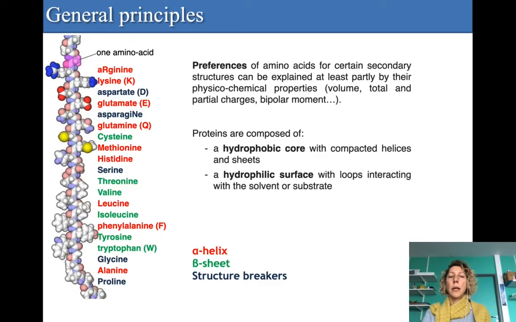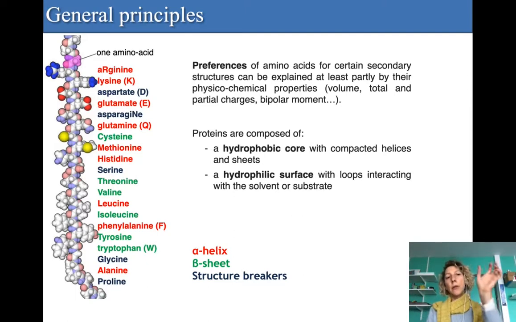So here again, like in the first lecture, you have these 20 natural amino acids that we know. They're along the backbone. You can see the backbone is just this vertical stretch, and you have the side chains that point to the left, to the right. And you have the name of the amino acid and also the one letter code. For example, for arginine it's R, for lysine it's K, etc.